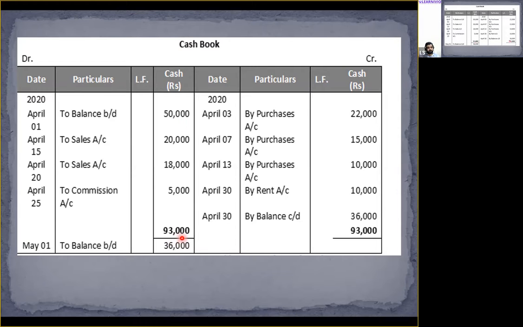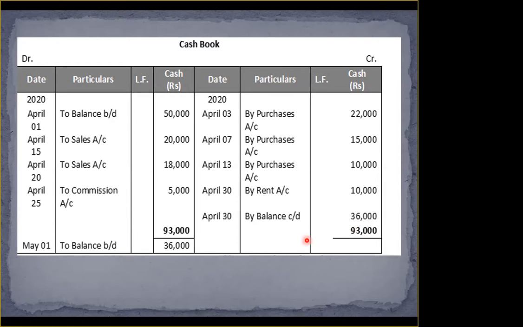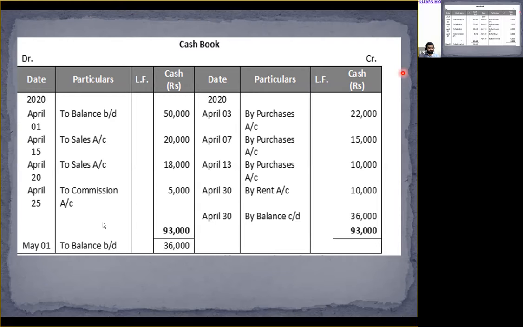And yes, there is a deficit of 36,000 on the credit side. Hence, we will write it as the balancing figure, as by balance c/d. And now see, in the next year, we will continue.